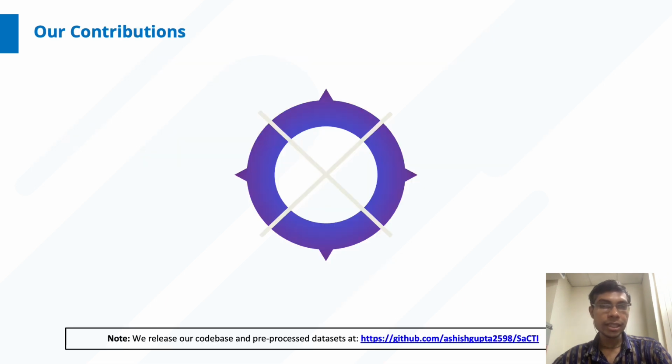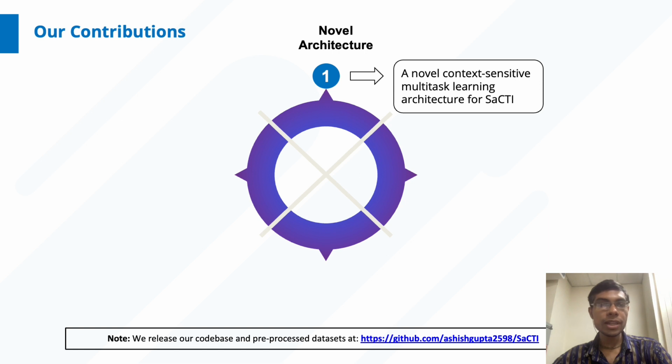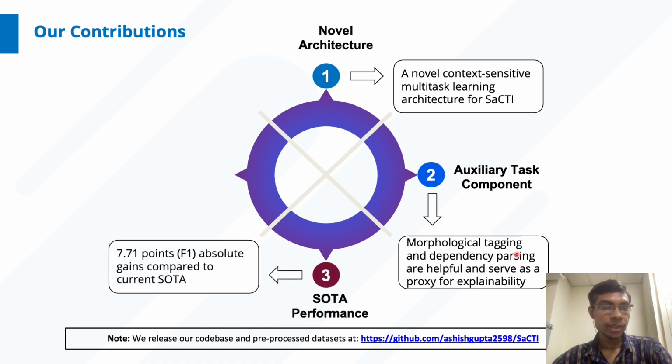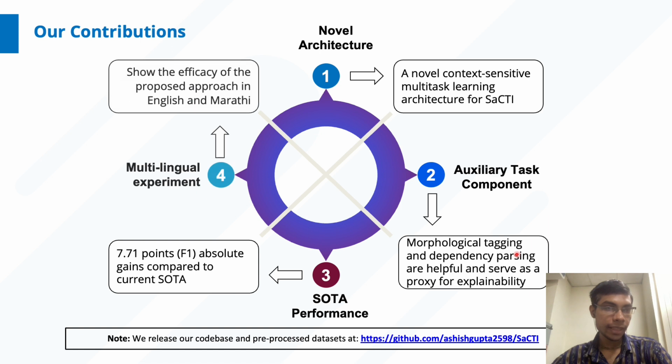Our contributions in this work are as follows. We propose a novel architecture which is context-sensitive and uses multitask learning. We showcase that morphological tagging and dependency parsing are helpful for this task, and they also serve as a proxy for explainability. We achieved 7.71 absolute gains compared to the current state of the art, and we also showcased the efficacy of our proposed approach for English and Marathi. Our code and data are publicly available at the GitHub link provided here.